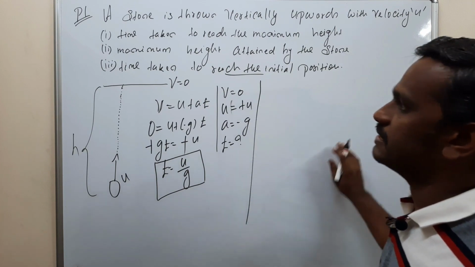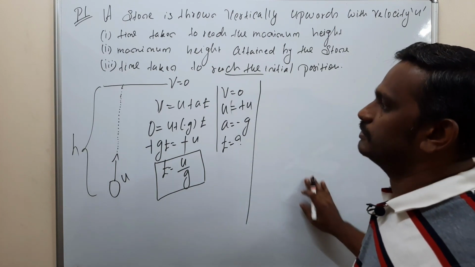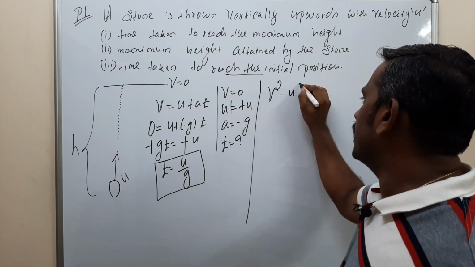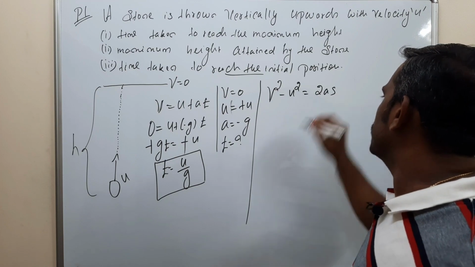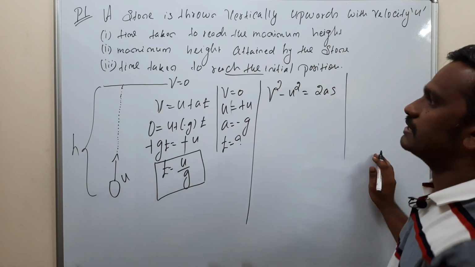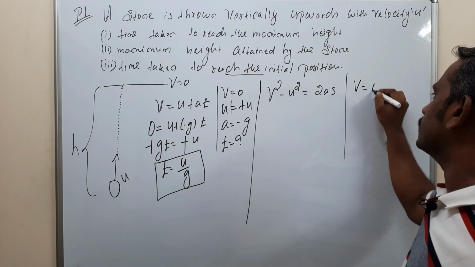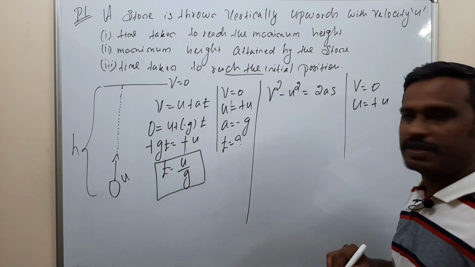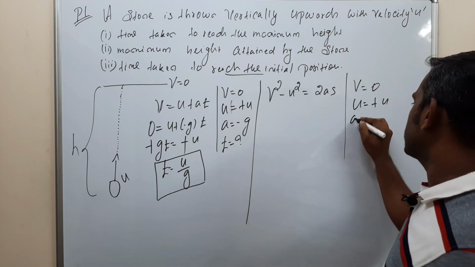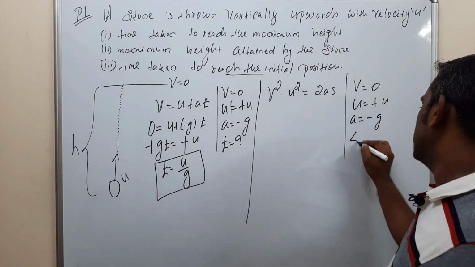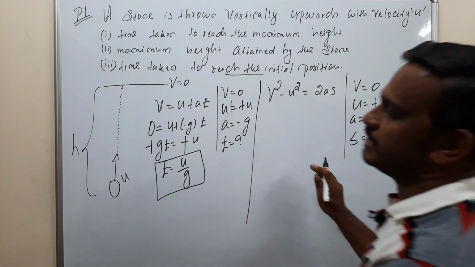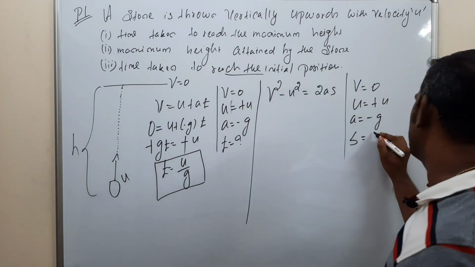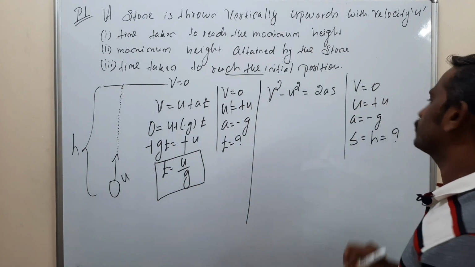Then the second section, maximum height attained by the stone. I'm using the kinematic equation, v square minus u square is equal to 2as. When the stone reaches the maximum height, final velocity is equal to zero, u is equal to initial velocity, u is equal to plus u. Then acceleration, a is equal to minus g, s is the displacement. Displacement is nothing but the height reached by the stone. So s is equal to height, we have to find out.